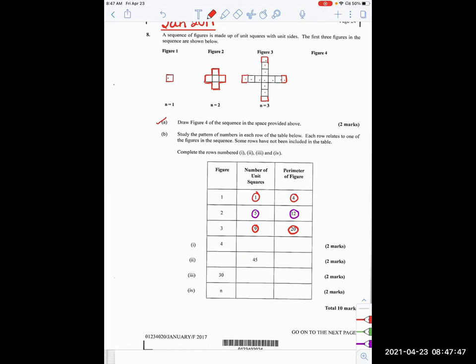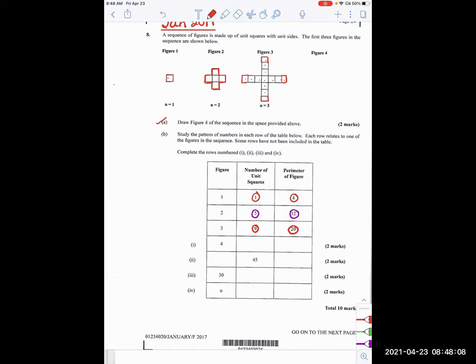Miss, the number of unit squares: if you follow that pattern, like how it has 9, and you follow it, you get 13, and that will be figure 4. You can follow that to draw figure 4. Yes, that is correct.